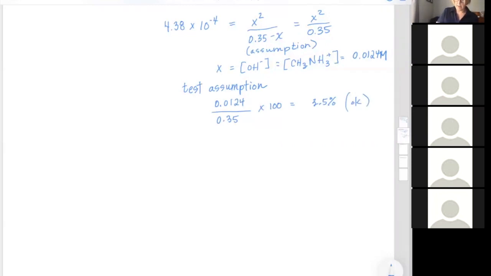So now we can calculate the pOH by taking the negative log of the calculated amount up here. When you do the negative log, you get 1.91. To find the pH, you're just going to take 14 minus 1.91, like we did earlier, and you get 12.09.